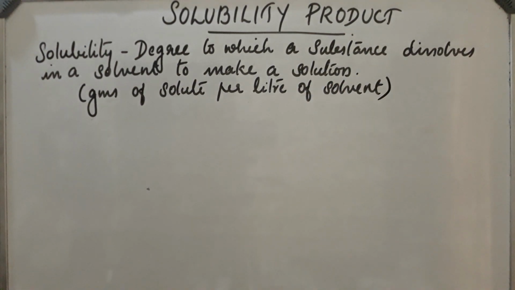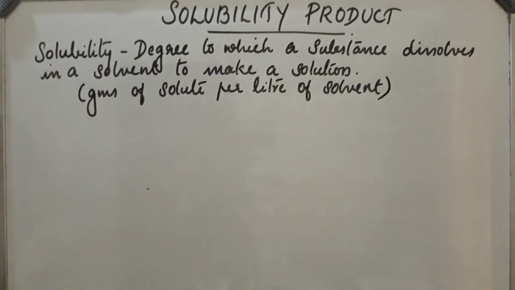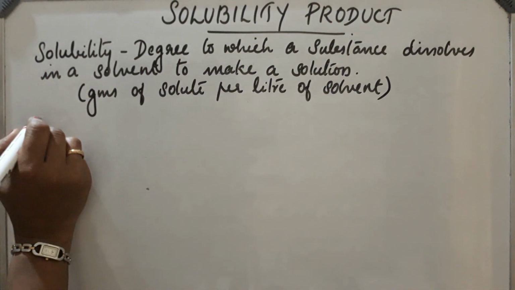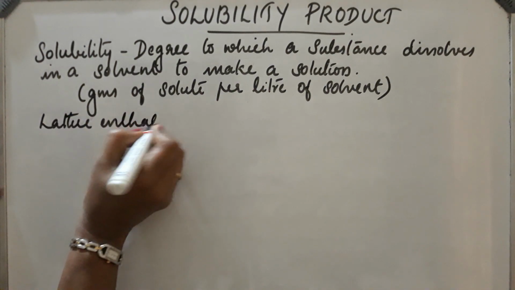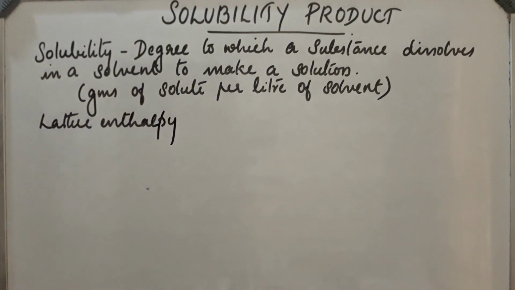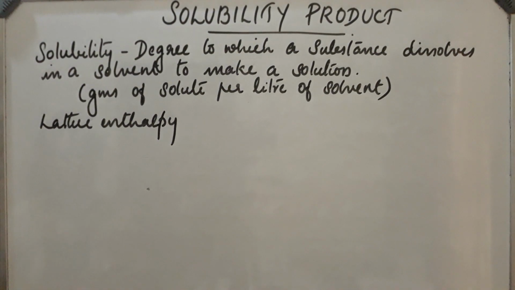So, solubility depends upon two factors. First one is lattice enthalpy, and second one is solvation enthalpy. These are the two factors which determine the solubility. First, lattice enthalpy. What is lattice enthalpy? It is the measure of the strength of the forces between the ions in an ionic solid, or we can say it is the binding force between the ions in an ionic solid.